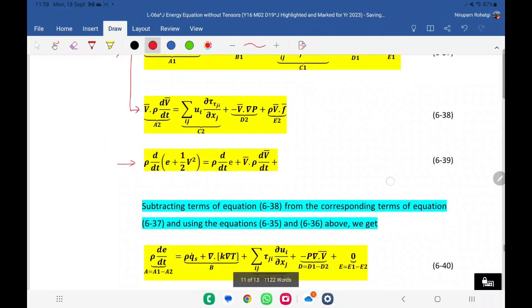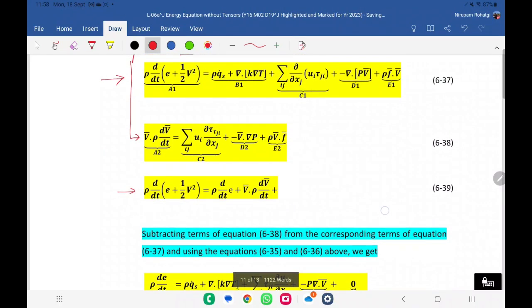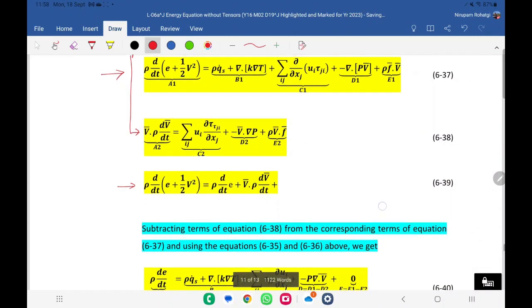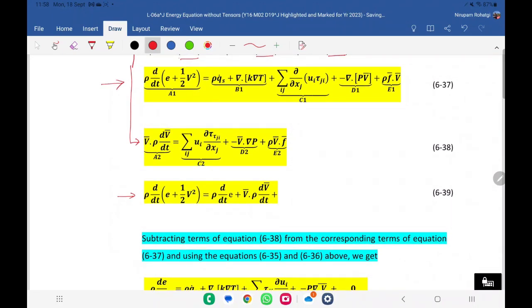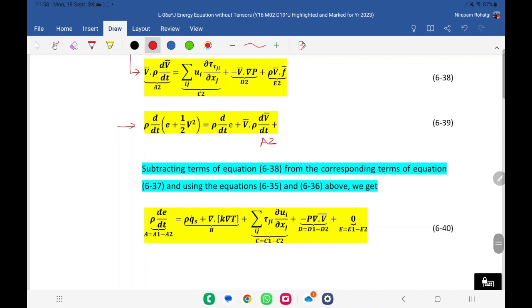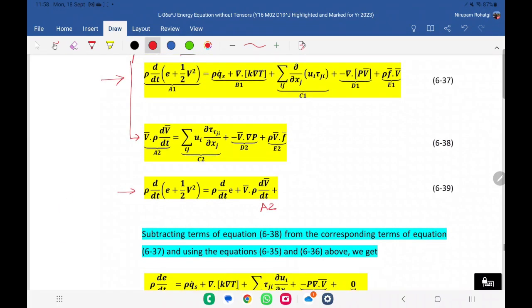Now what we do, we will subtract A2 from A1. Now remember, your A1 is made of two components. This is one term and this is nothing but A2. So once you subtract A2 from A1, you get this term. A1 से आप A2 सब्ट्रैक्ट करेंगे तो आपके पास ये टर्म आ जाएगा. ठीक है, this is A.